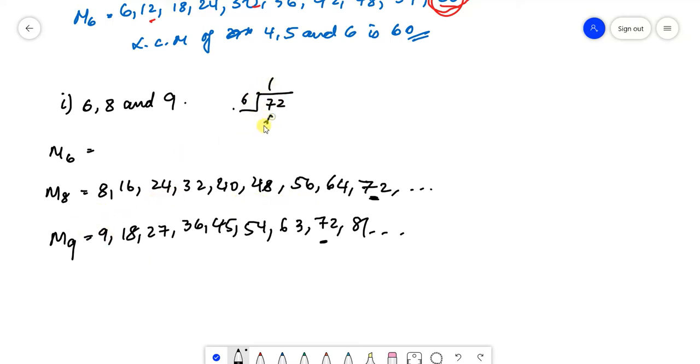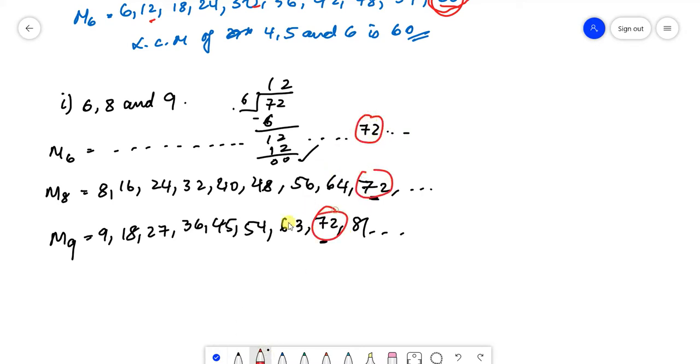6 ones are 6. We subtract, we have 12, 6 twos are 12, right there. Okay, so that means it's divisible. So if you write the multiplication table of 6 all the way, you will have 72 somewhere. So we have 72 here, 72 here, 72 here. So we can write LCM of 6, 8 and 9 is 72.